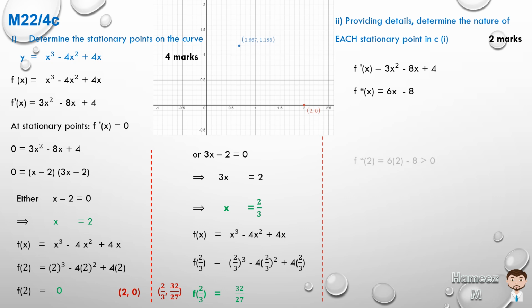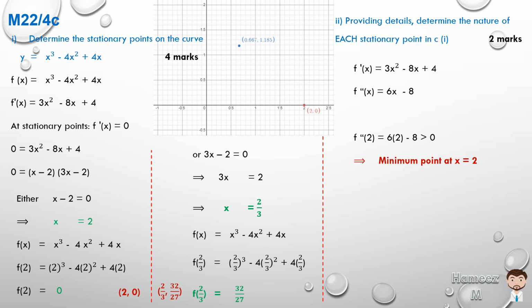So if we say f double dash 2, because x is 2, that will give us 6 by 2, which is 12, minus 8. 12 minus 8 is 4, which is greater than 0. That implies that it is a minimum point at x equal to 2.